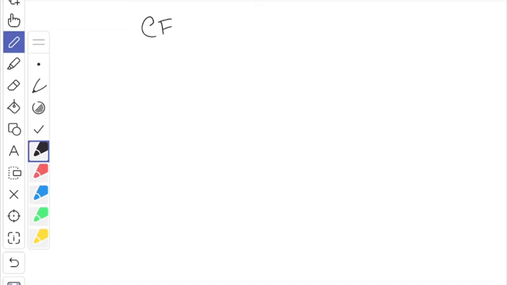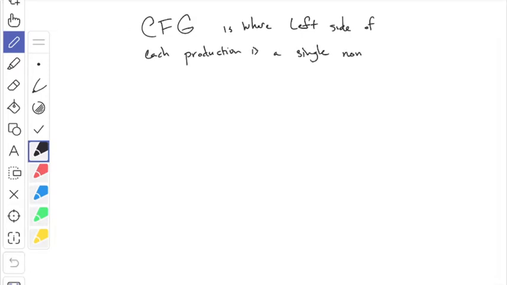Let me just refresh our memory. A context-free grammar is one where the left side of each production is just a single non-terminal symbol. Is a single non-terminal. That's like one of the big letters, right? Big S, big T, that kind of thing.